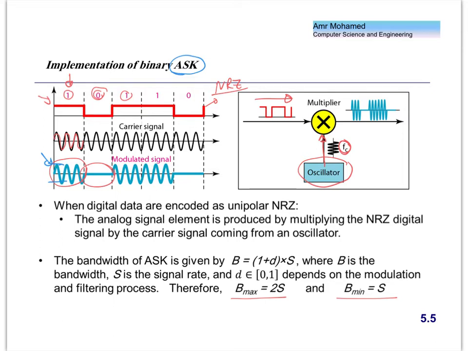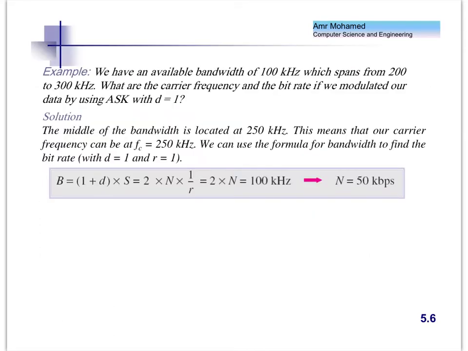So as the number of levels increases, and as you can see, when the signal attenuates through the air, the receiver will be very confused in recognizing the different levels of the sine wave. A quick example: if we have an available bandwidth of 100 kilohertz, which spans from 200 to 300 kilohertz, the signal looks like this. We have 200 kilohertz, and this is 300 kilohertz, and we have a bandwidth like this.